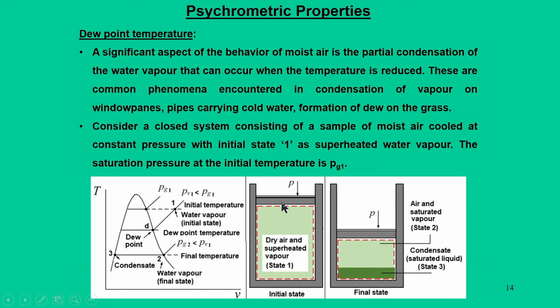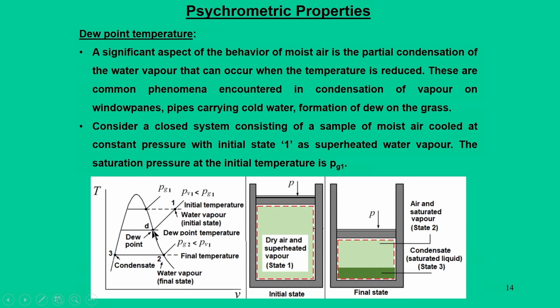Now, we want to cool this. There are two ways of cooling. One is constant pressure based cooling. When I start cooling from point 1, the specific volume drops, so the mixture gets compressed. If you keep doing this, you will reach a state where you hit the saturation curve, at the saturation point, that is point D.